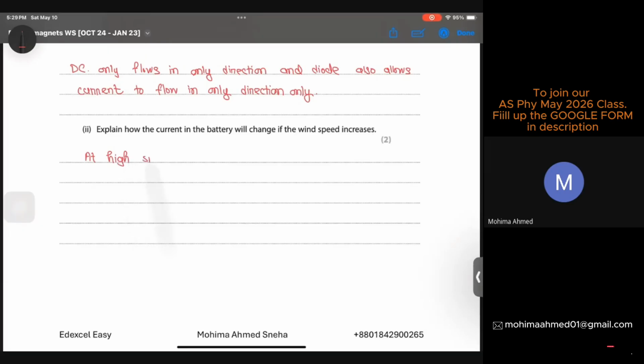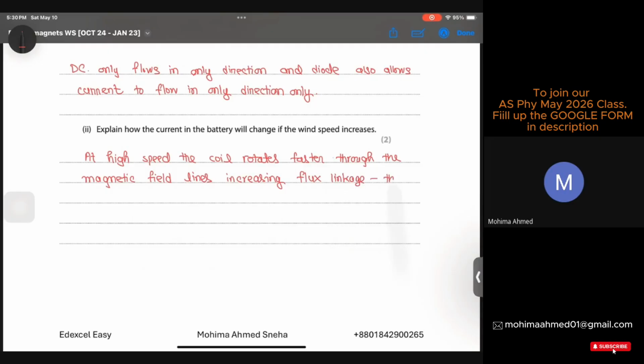at high speed, faster through the magnetic field lines, increasing flux linkage, therefore inducing large voltage, which causes higher current.